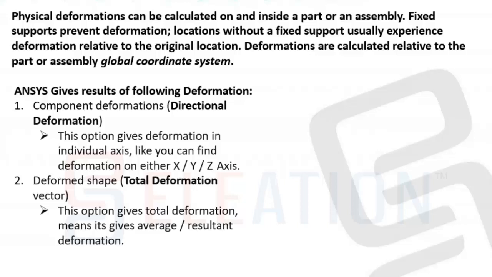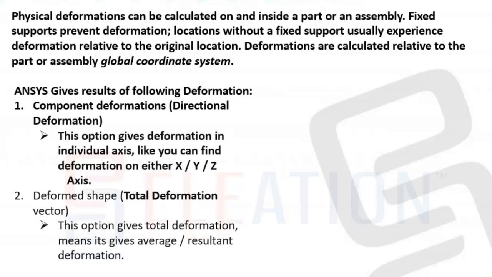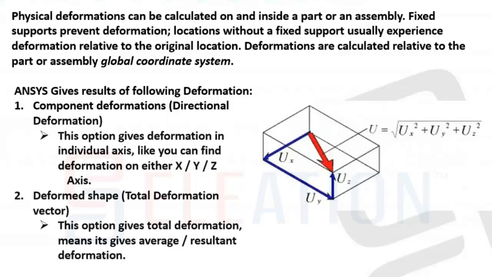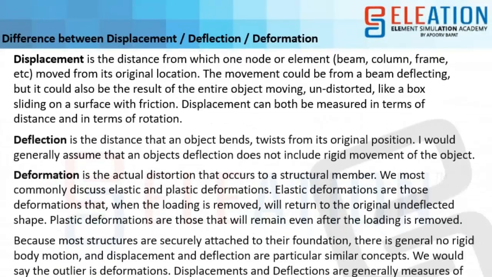ANSYS gives results of following deformation. Component deformations, that is directional deformation. This option gives deformation in individual axis, like you can find deformation either on x-axis or on y-axis or on z-axis. Deformed shape, that is total deformation vector. This option gives total deformation, means it gives average resultant deformation.